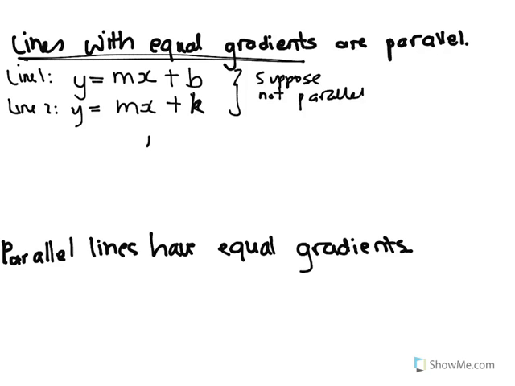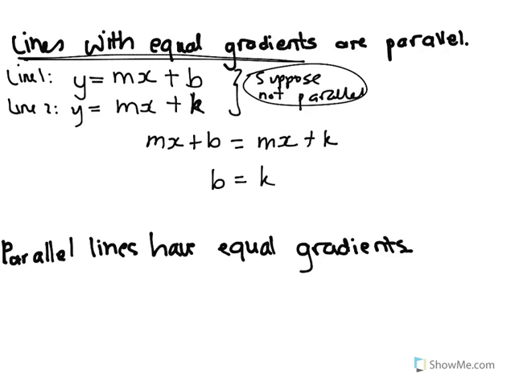So there's going to be a point where the output of this function is equal to the output of this function. And the only way that that is possible is if b is equal to k. But we've said that b isn't equal to k. We've said that the lines are different. And so that would mean that the thing we assumed in the first place isn't true. That would mean that the lines must be parallel. So that's how we can briefly show ourselves that lines with equal gradients are always going to be parallel.